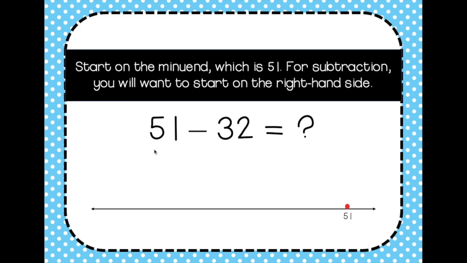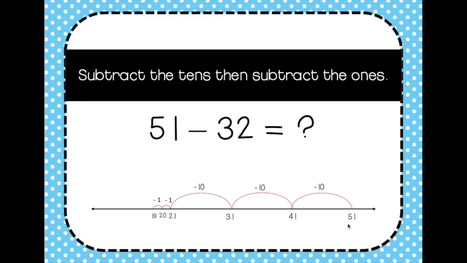So we're going to start with the minuend, the first number, which is 51. And for subtraction, you always want to start on the right-hand side because your numbers are going to have to get smaller because it's subtraction. So subtract the tens in the subtrahend. We've got 3 tens, so we're at 51, minus 10 is 41, minus 10 is 31, minus 10 is 21.